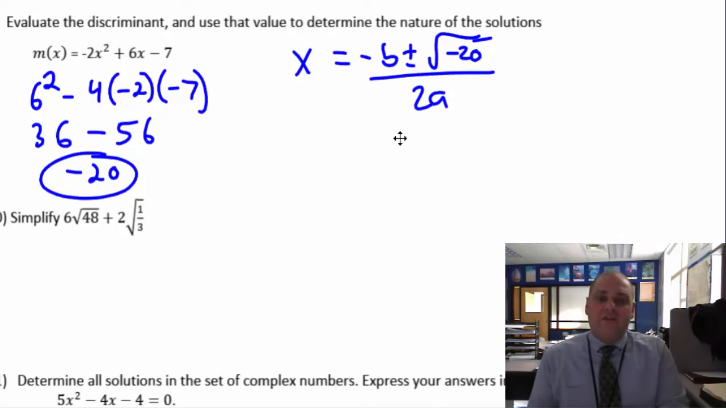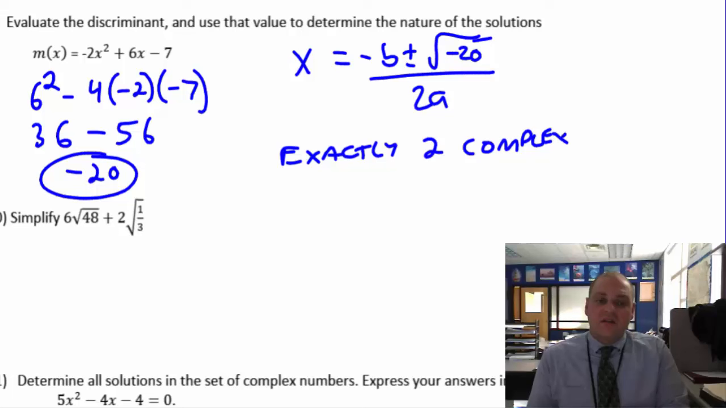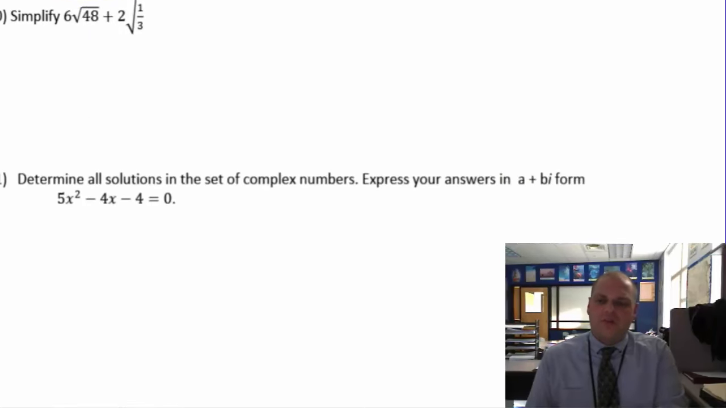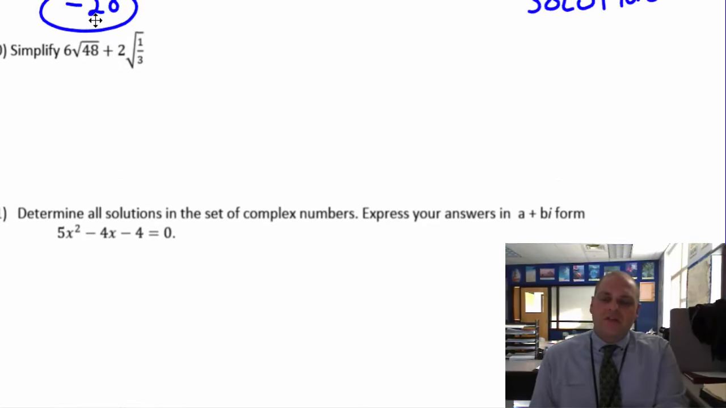Because it's a negative, you're going to have exactly 2 complex, non-real solutions. You can't have one complex solution. It's always 2. Imaginary, non-real, complex solutions.